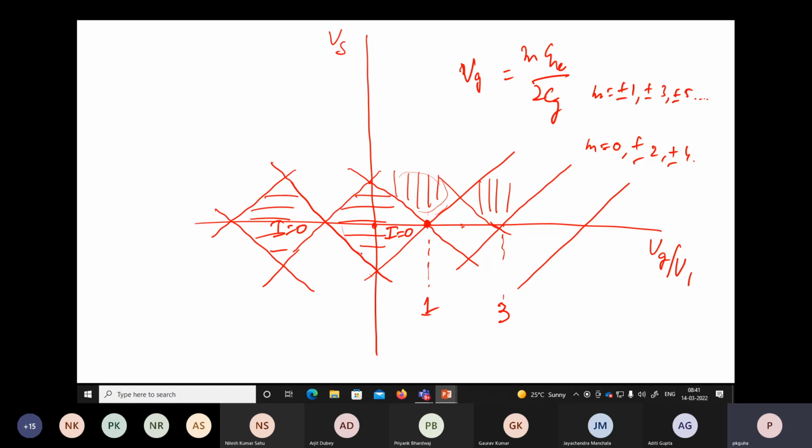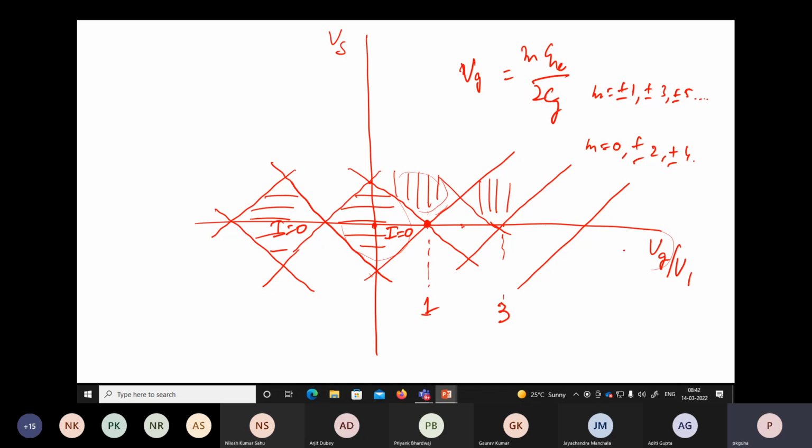You see, in this particular portion, the charge in the island is quite stable and there is no tunneling, right? Once you move from here to here, then it is easier for the electron to tunnel, because we are achieving this simply because of the gate voltage we are applying at the gate terminal, right?